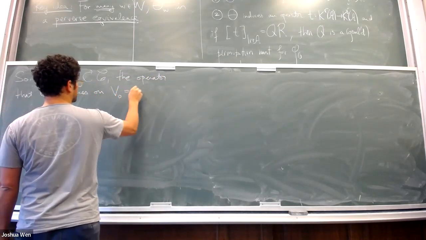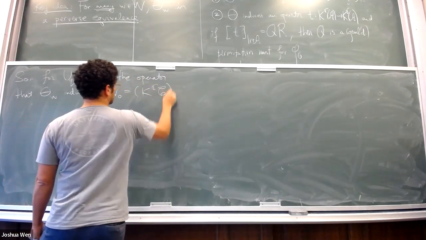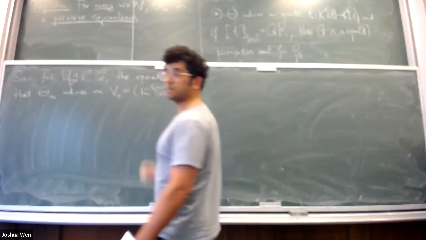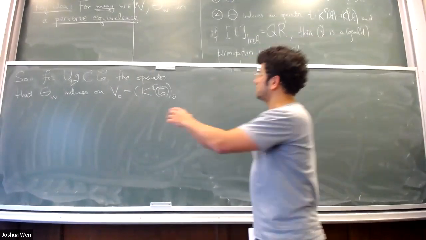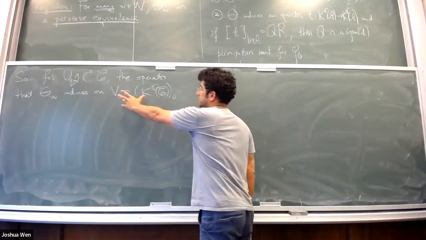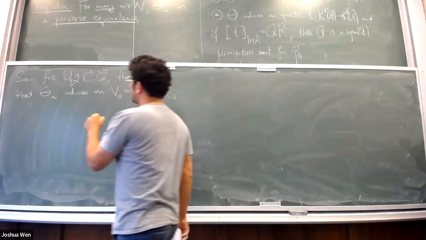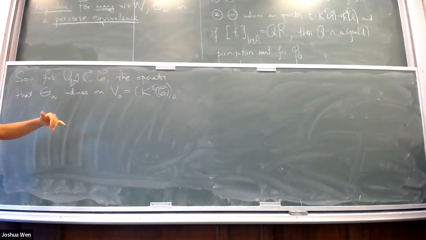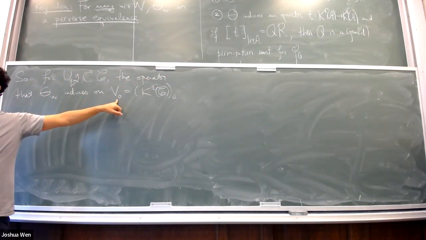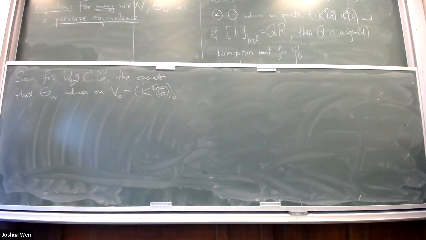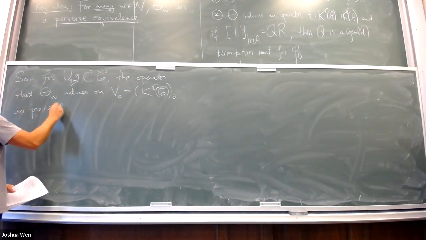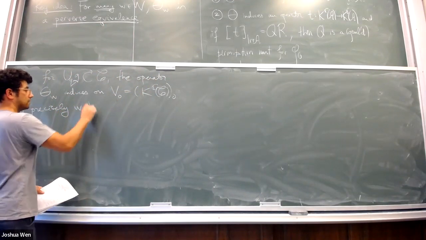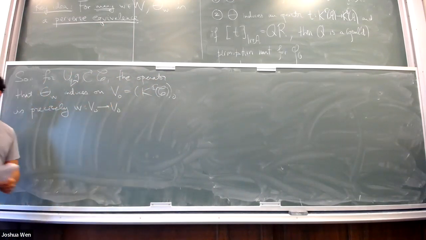V sub 0, where V is my notation for just the complexified Grothendieck group of a categorical representation. So I'm looking at the zero weight space here. Because the braid group action preserves the zero weights of the category, it's going to induce an operator on the zero weight space. And the operator that theta W induces on V sub 0 is precisely W, which also acts on the zero weight space. I said that in a very complicated way. Hopefully that makes sense.